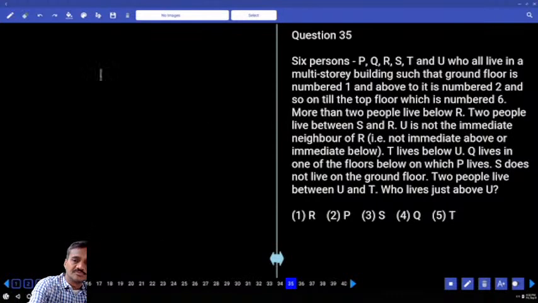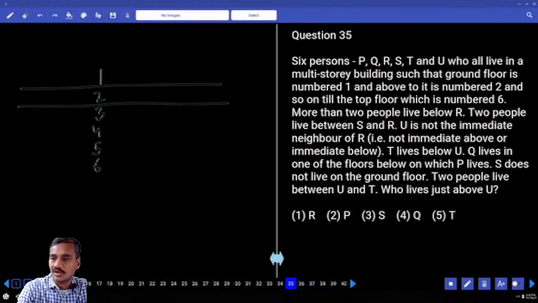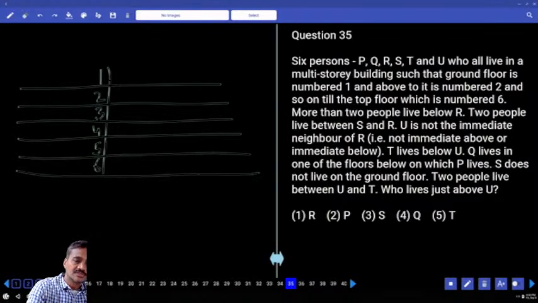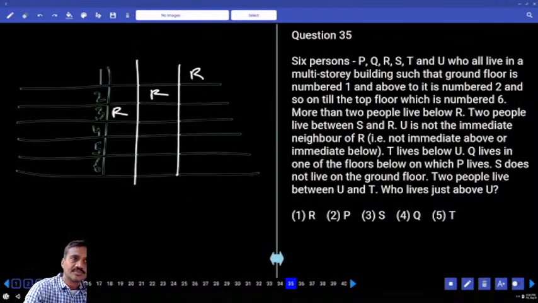Now in this case, how many persons are there altogether? 6 persons. 1, 2, 3, 4, 5, 6. Then more than 2 people live below R. Below R more than 2 people means either 3 people, 4 people or 5 people are below this R. Hence R can be here, R can be here, R can be here. There are 3 different possibilities.